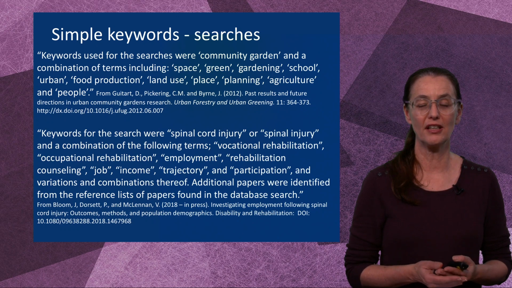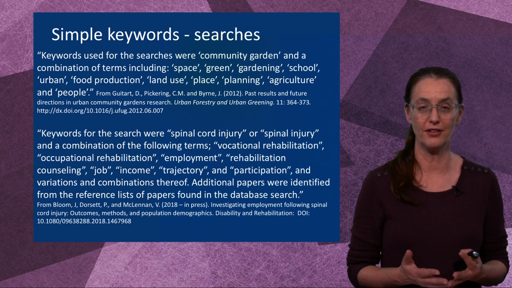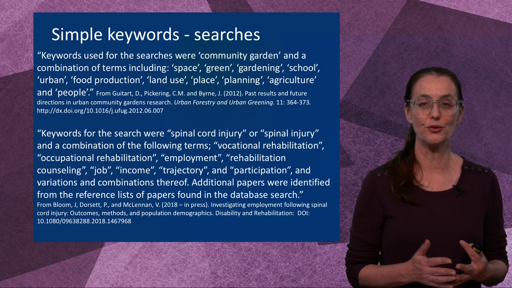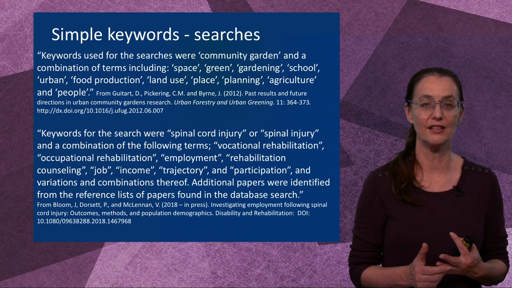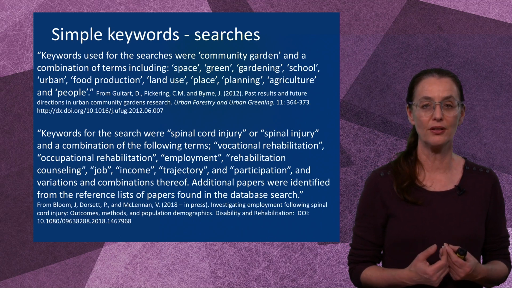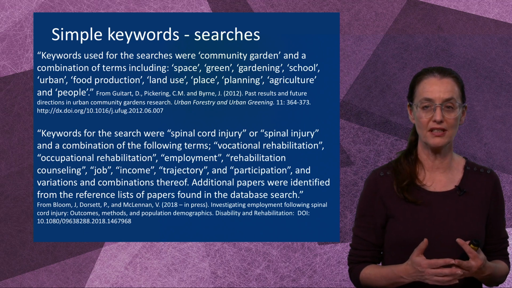So the first of all is working out the keywords. And in some cases, there are really simple keywords that work very effectively. So this is examples from 2 papers that have been published using the method. So one of them was looking at community gardens, and in that case, the search words were community garden and then a combination of other terms including space, green, gardening, school, urban, food production, land use, place, planning, agriculture and people. Another one that was relatively simple was a paper investigating employment following spinal cord injury.